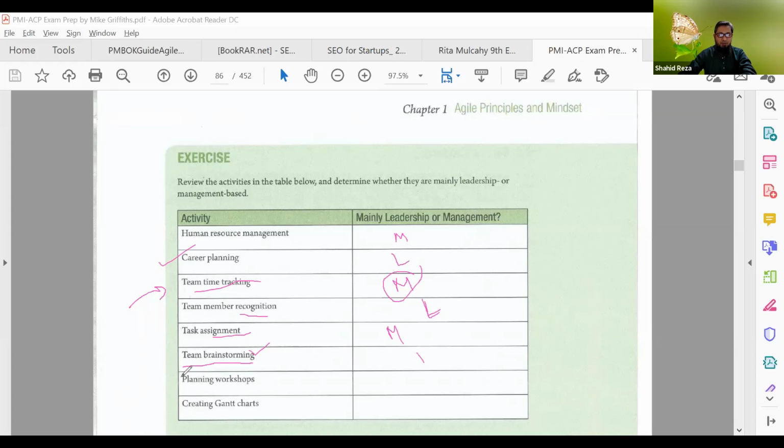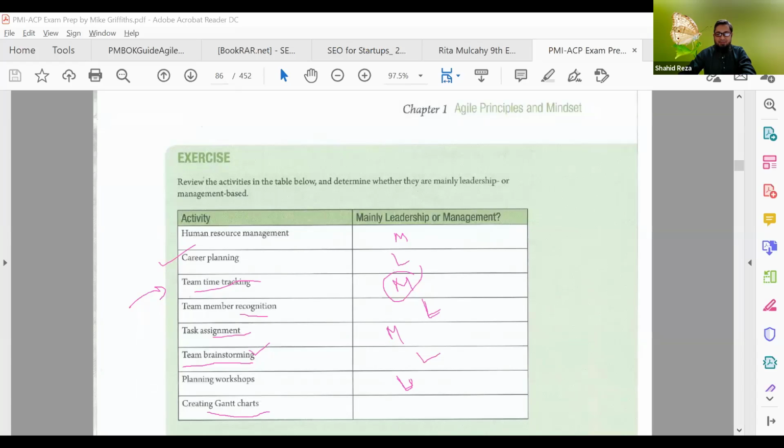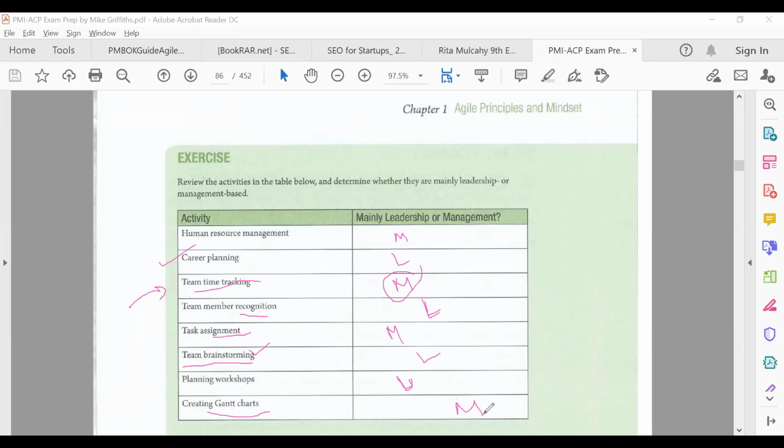Then planning workshops. Leadership, right? They will involve everyone in a workshop and together they will do the plan. But if it is management, then the manager makes the plan and pushes them to implement that plan. Last one, creating Gantt charts. Management. Gantt chart means project schedule. Using software like Microsoft Project or Primavera, they will create a Gantt chart and follow that Gantt chart.